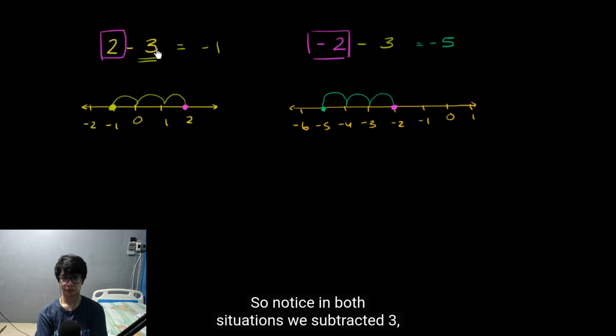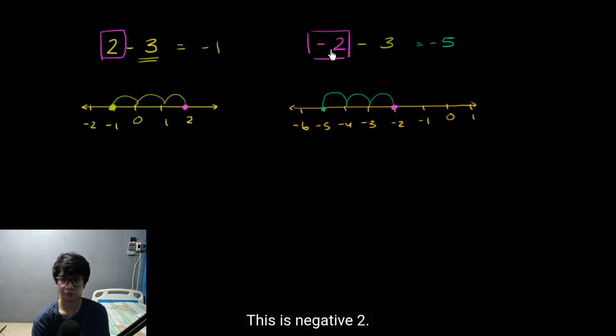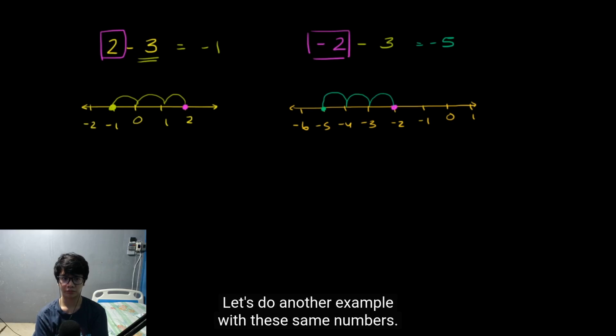So notice in both situations, we subtracted 3. We moved 3 to the left on the number line. It's just here we started 2 to the right of 0. Here we started 2 to the left of 0. This is negative 2. Let's do another example with these same numbers.